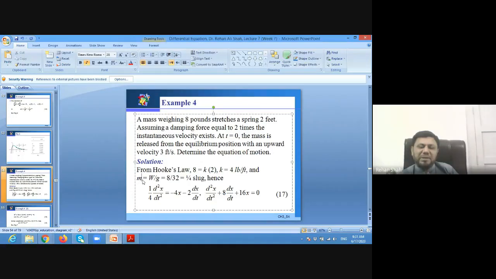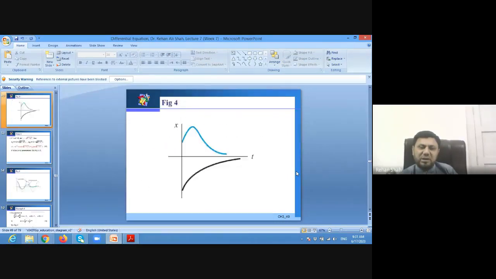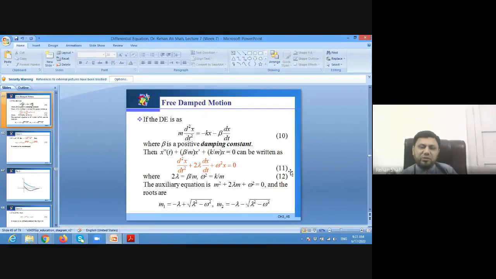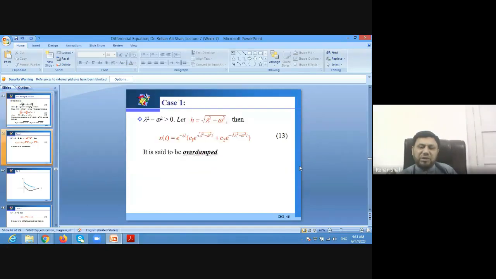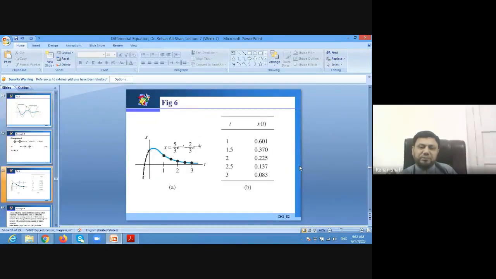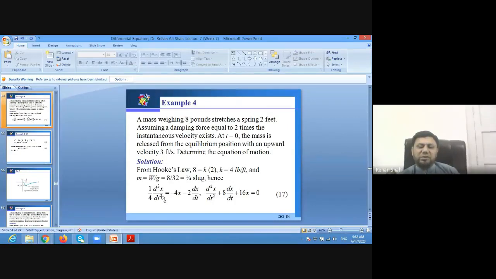So what is m? m is w by g. If the weight is 8 and g is 32 feet per second square, this becomes 1 over 4. So mass is 1 over 4. Remember this equation: m d square x by dt square equals minus kx minus beta dx by dt. Putting the values in this equation, you will get 1 over 4 d square x by dt square equals minus 4x and so on. So you will get the equation d square x by dt square plus 8 dx by dt plus 16x equal to 0.